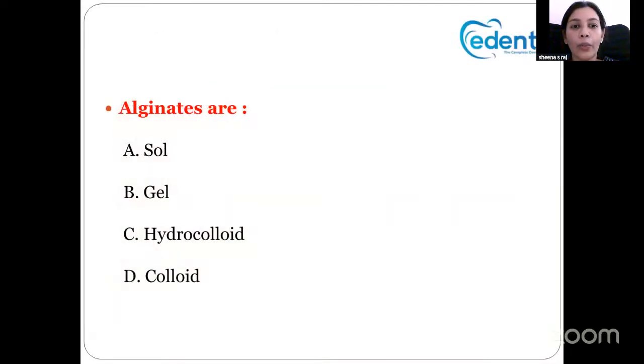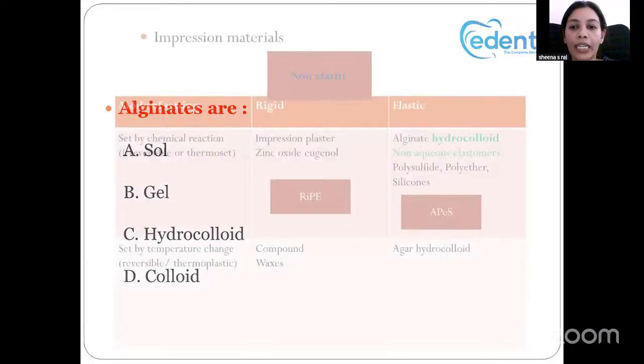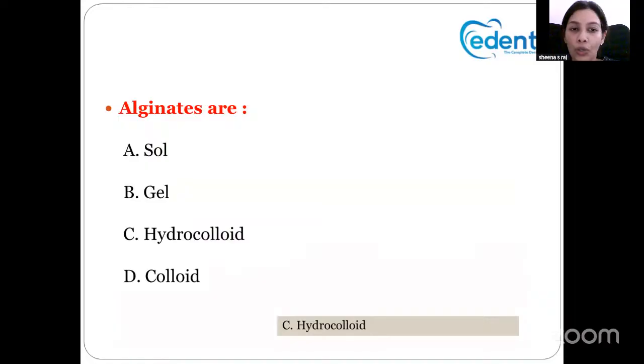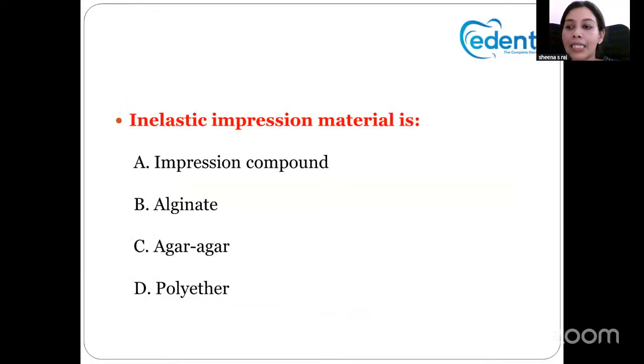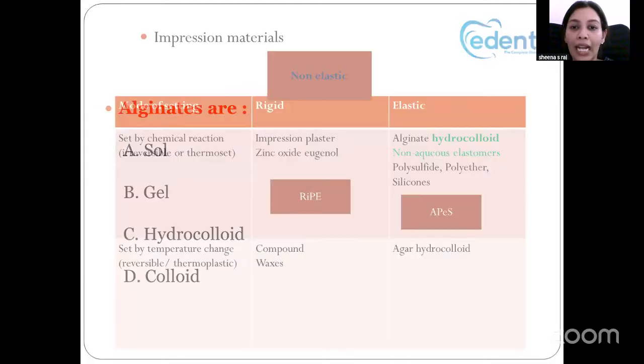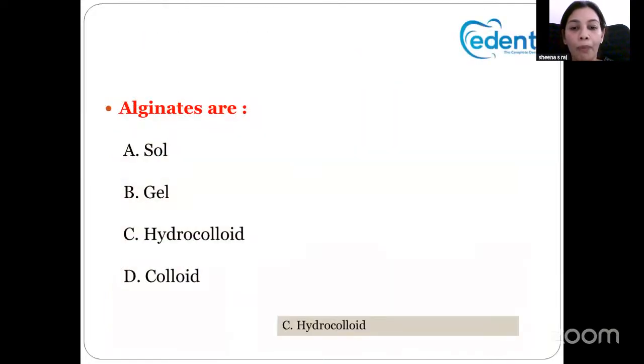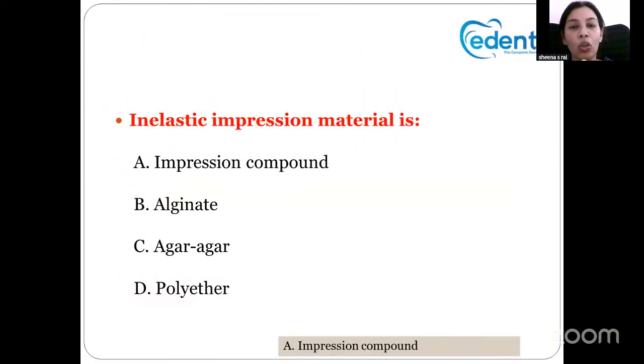Alginates are. So the question, alginates are. We have already said alginate hydrocolloid, which is elastic. So the answer is hydrocolloid. Inelastic impression material is. So we can again go to the inelastic or non-elastic type. It consists of impression plaster, zinc oxide eugenol, and compound. So the impression compound is the inelastic impression material.